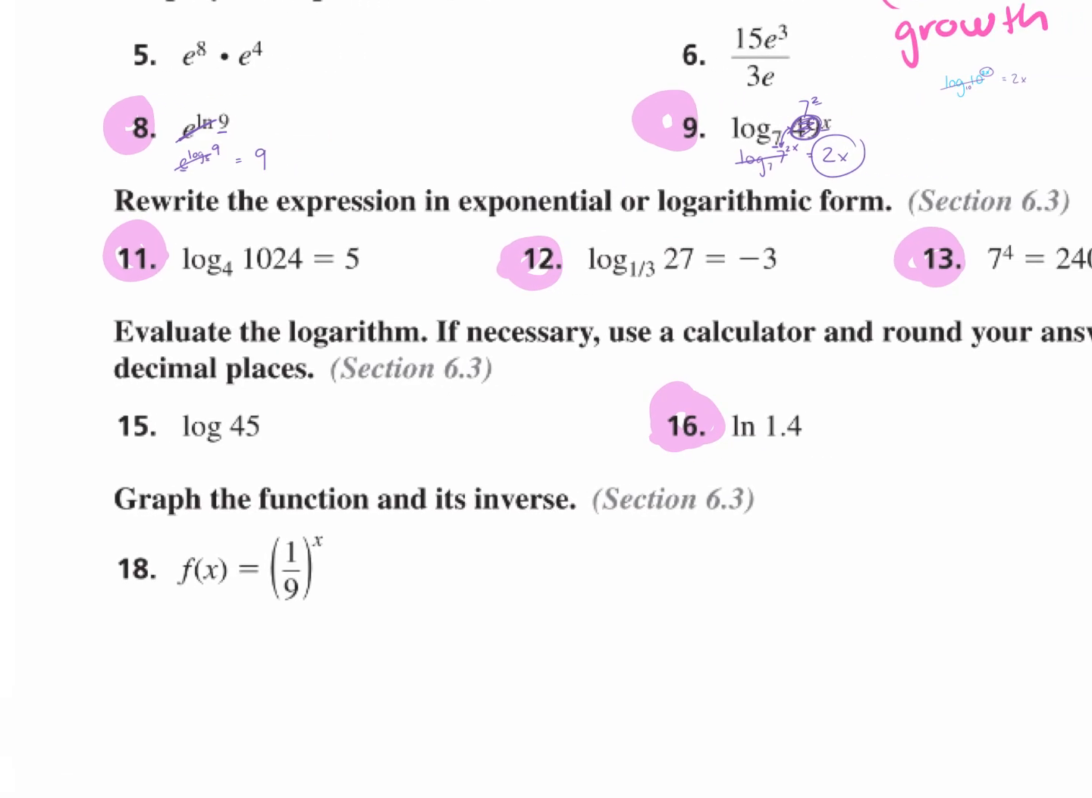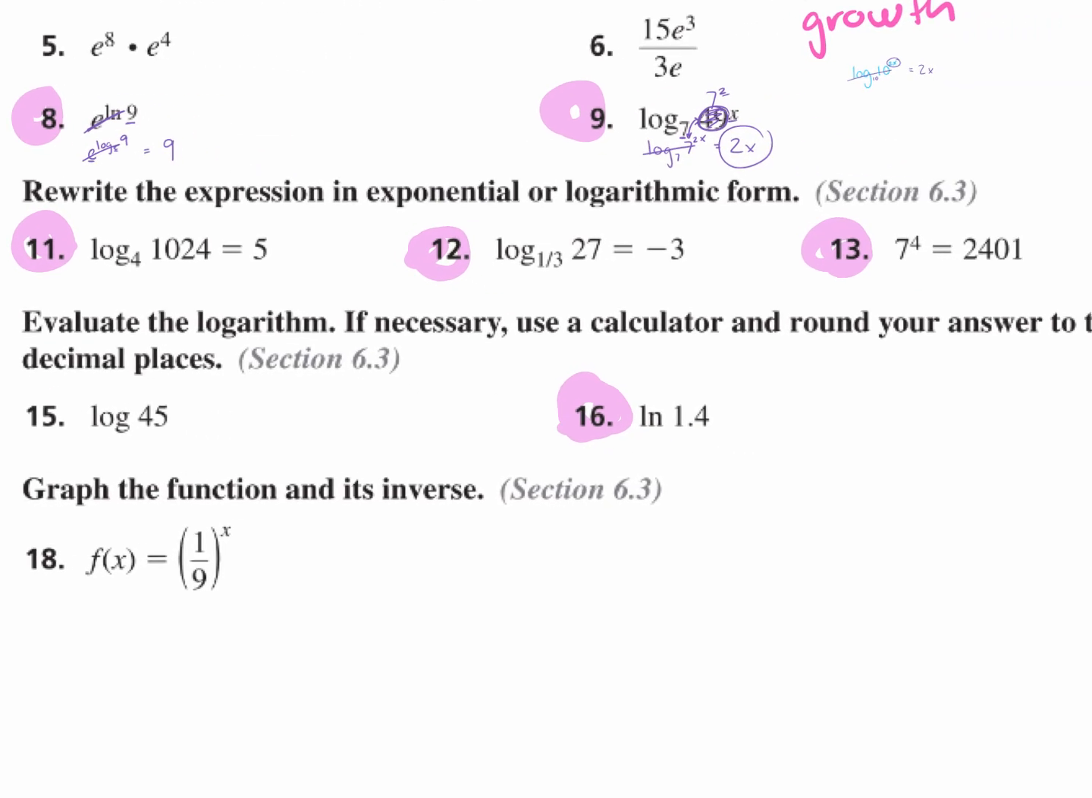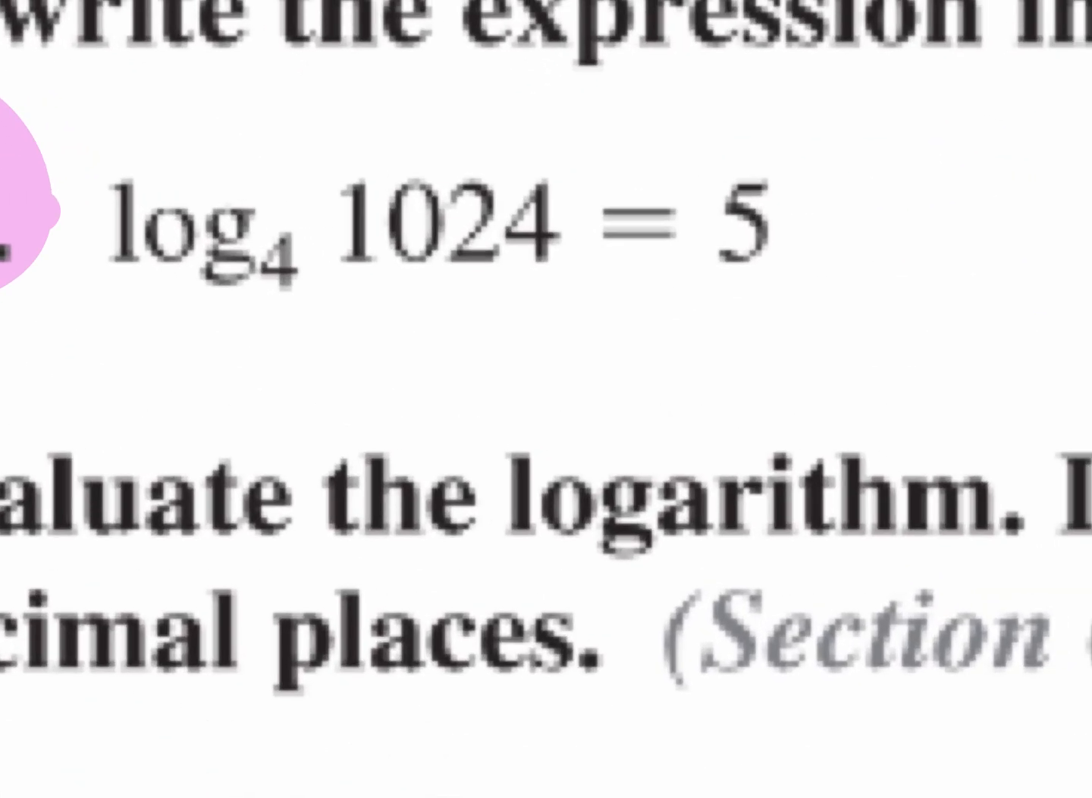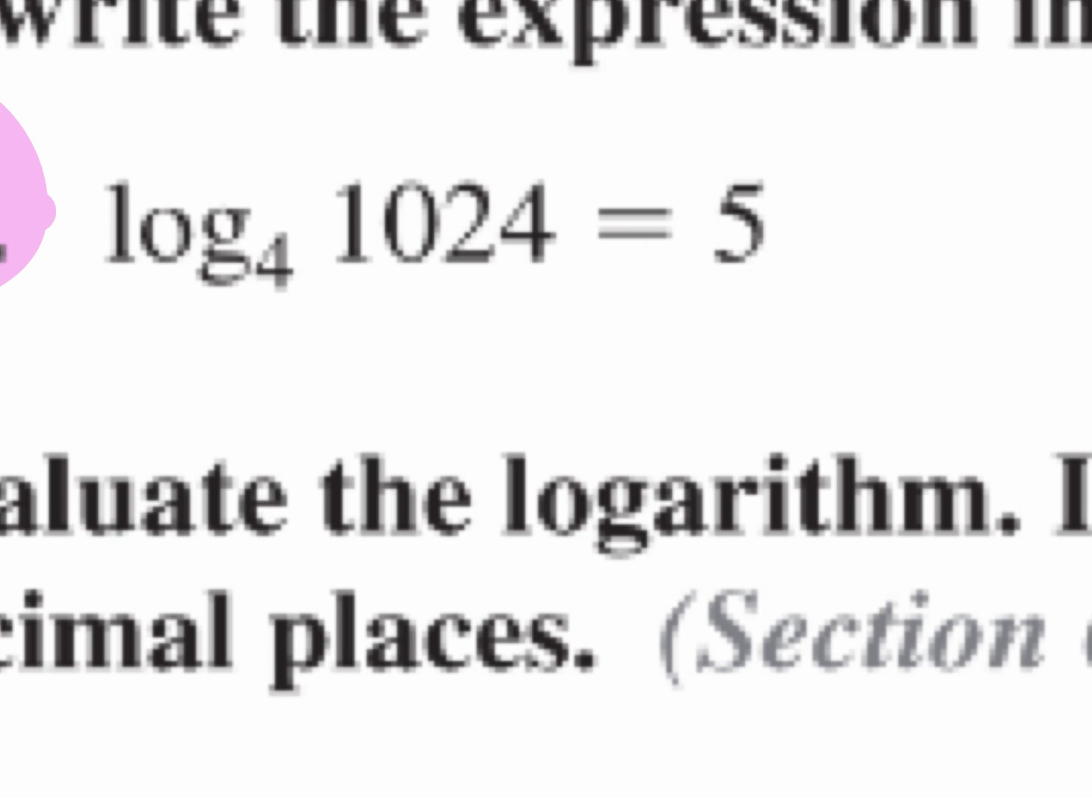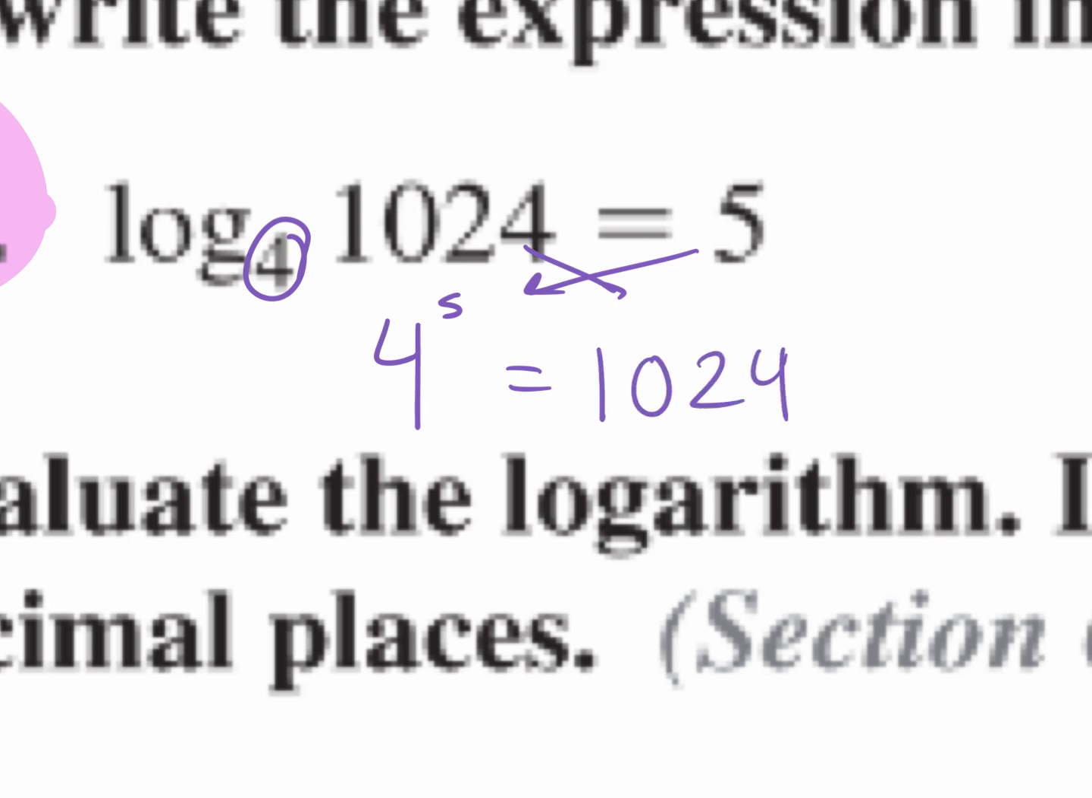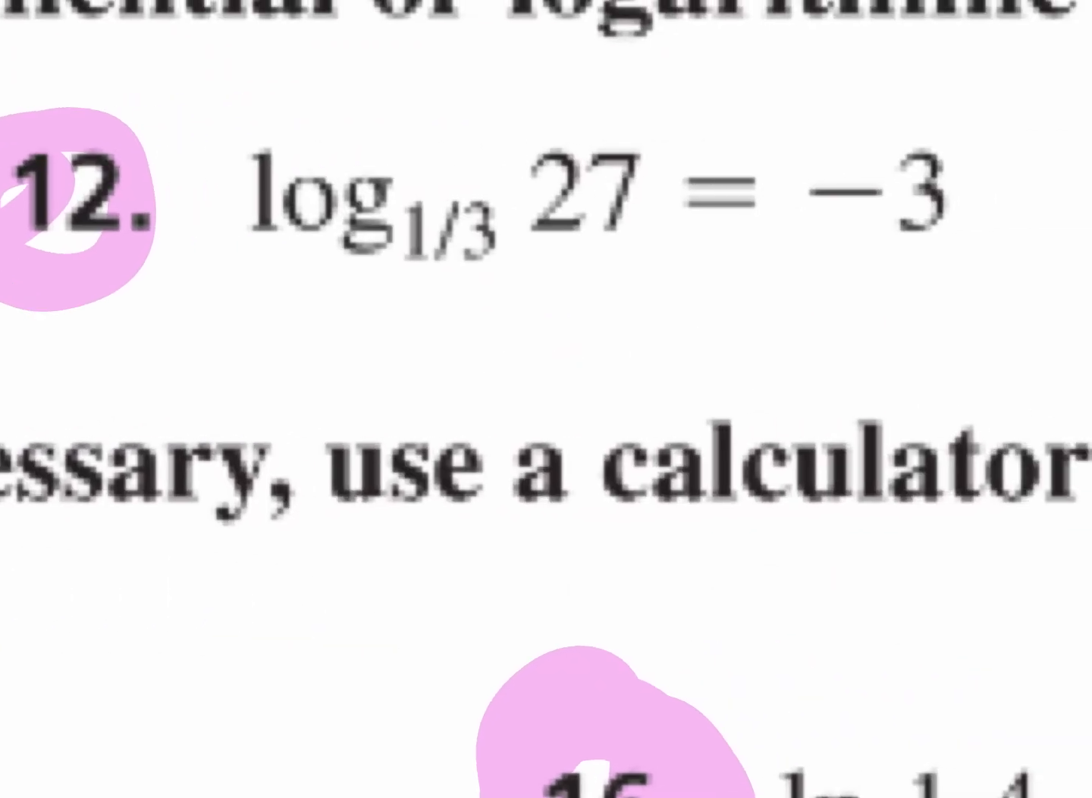All right, for the next section, 11 through 14, we're just rewriting the expression in exponential or log form. So if it starts with a log, we're putting it into exponential form. If it starts with an exponent, you're putting it into log form. So we start with the base. What would come next? 4 to the 5th power is equal to 1024. Perfect. So you start with the base, the other two just flip positions. Let's look at 12. How would we put this in exponential form?